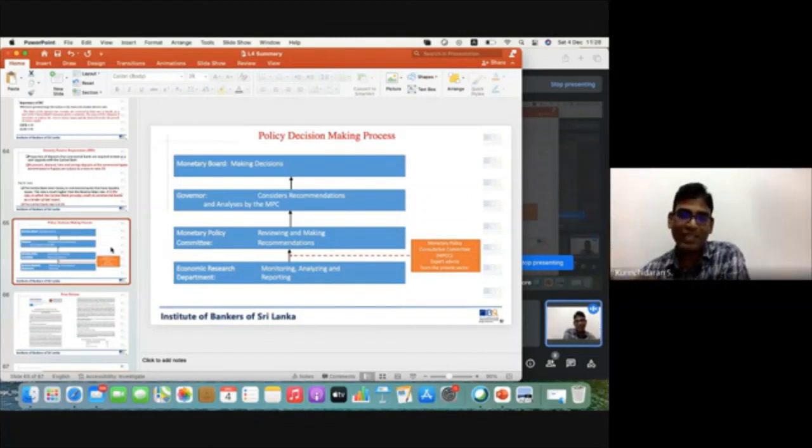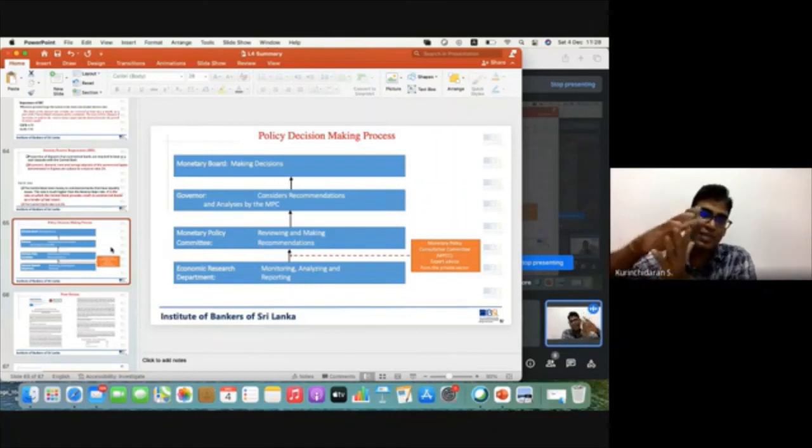Then they will give the recommendation to the financial system stability committee, which is a consultative committee. They will give the recommendation to the governor, and then that will go to the monetary board. I didn't take that into account here because the scope of this discussion is price stability, that means conducting monetary policy.